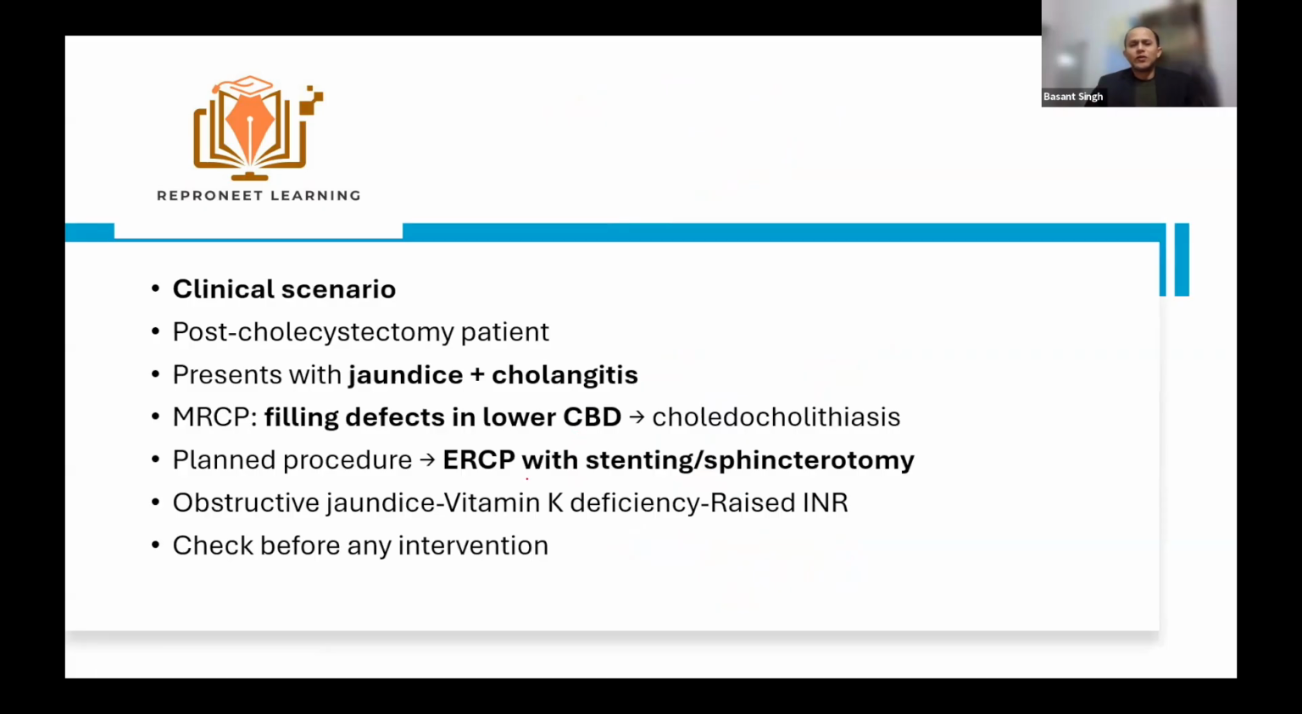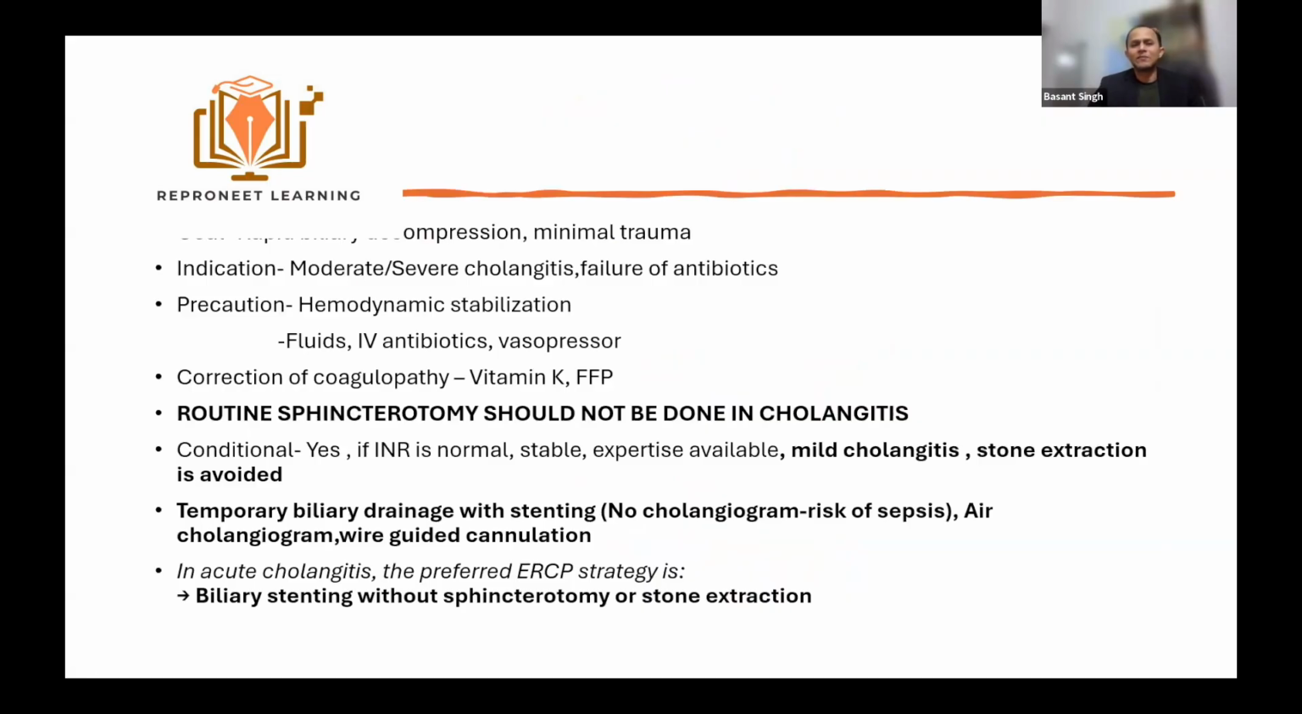So this is what we do. We do an ERCP with stenting. We should not do a sphincterotomy. The goal is rapid biliary decompression with minimal trauma. Indication: moderate and severe cholangitis, and the patient is not responding to antibiotics.